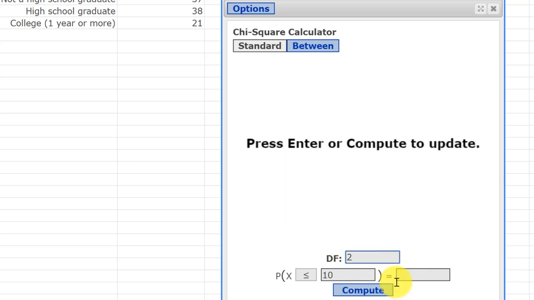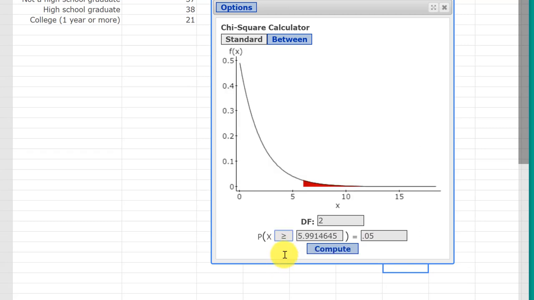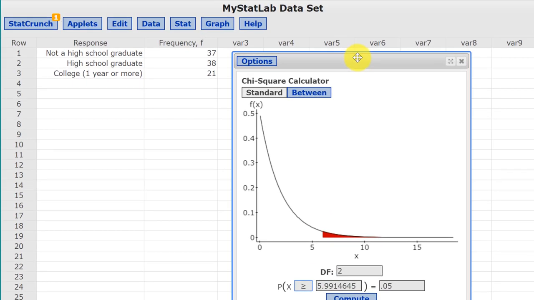We need to enter our alpha, which is 0.05. And remember, for our goodness of fit test, the distribution we're interested in is always a right tail, so we make it point to the right. And there's our rejection region beyond 5.991, which I think is the answer they wanted. So that's the first part.